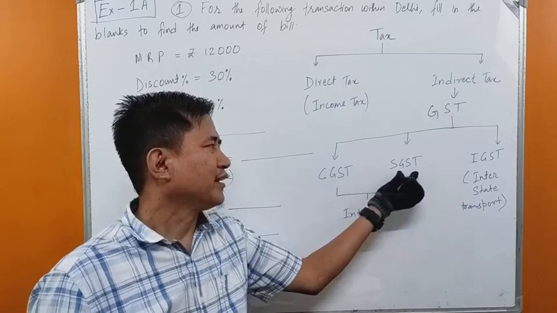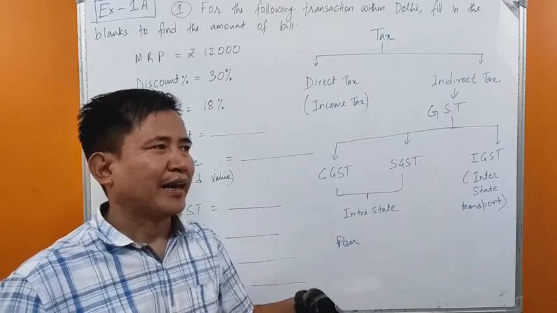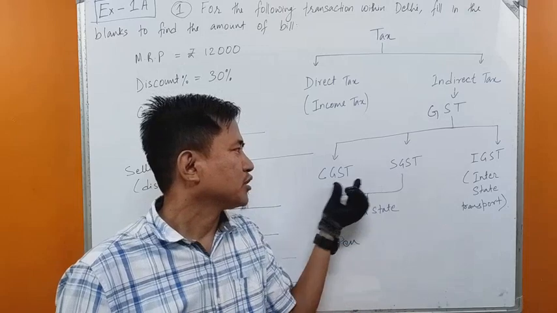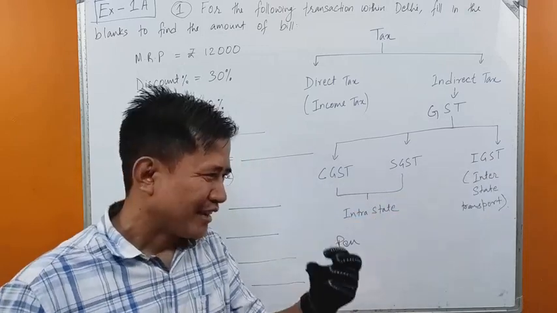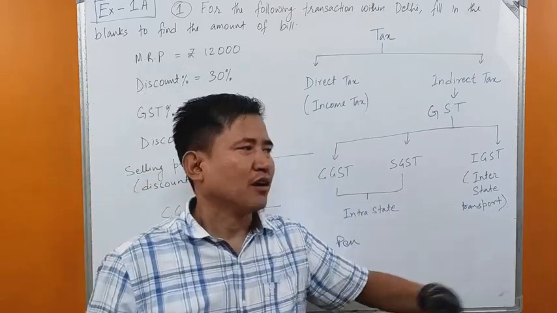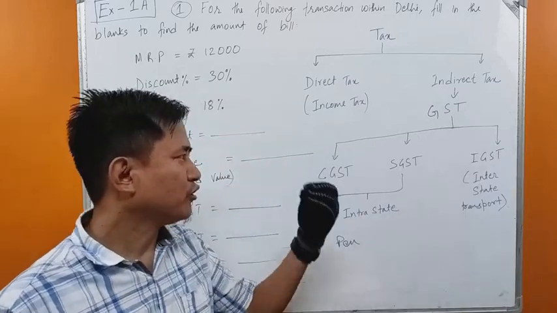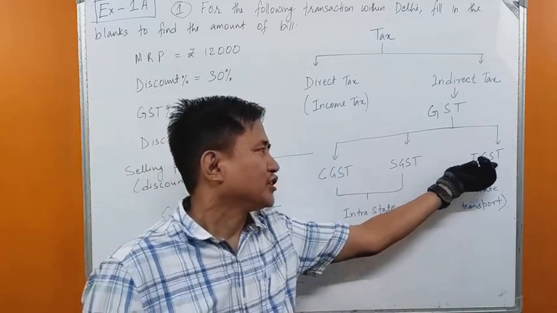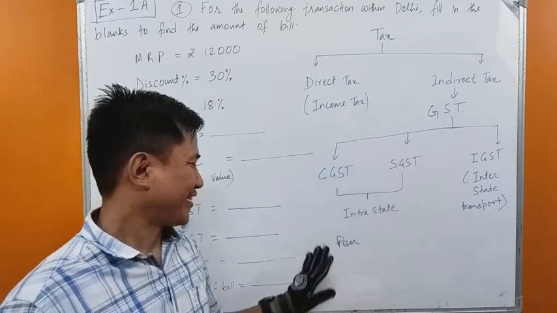Central GST and state GST. But if a pen is produced in West Bengal and sold in the other state like Orissa, then both of these will become zero and IGST will be collected by the central government, okay? If a good manufactured in one state is sent to the other state, then IGST will be collected. If a good is manufactured in a state and sold within the same state, then IGST will become zero, CGST and SGST will be collected by the government, okay?